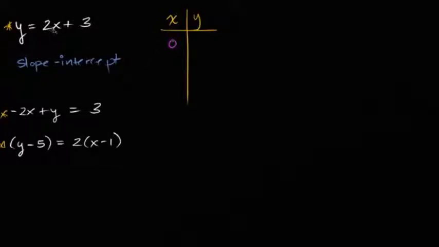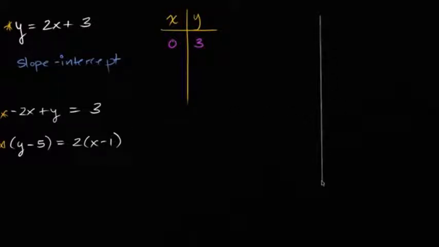If x is equal to 0, then 2 times 0 is 0. That term goes away, and you're only left with this term right over here. Y is equal to 3. And so if we were to plot this, actually let me start plotting it.